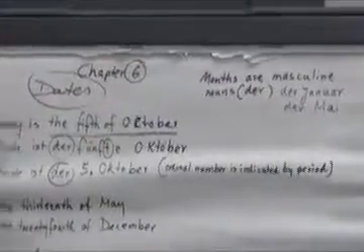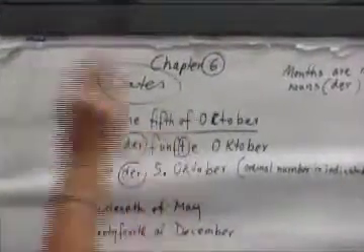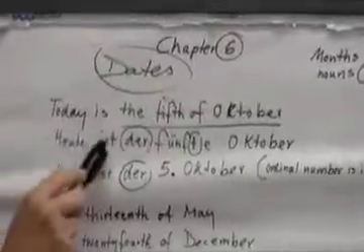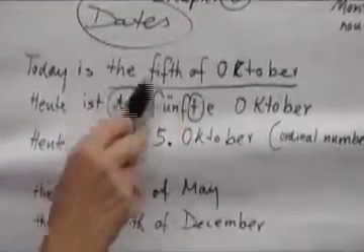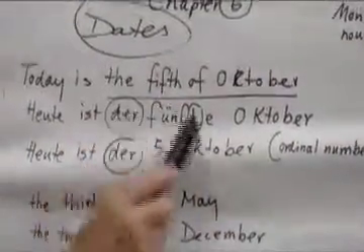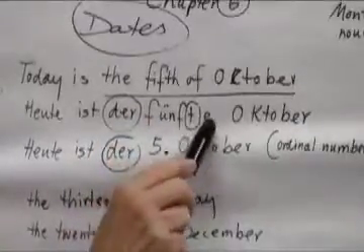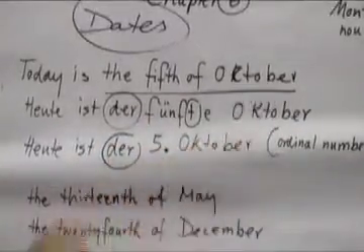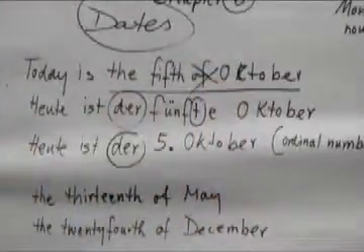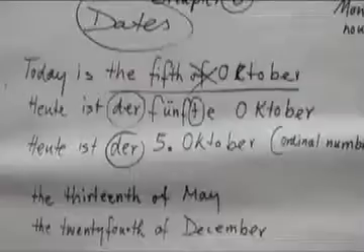Now, how do we say today is the 5th of October? Heute ist der, remember I told you it's a der word, der. 5th is fünfte with an E. October. We do not say of in German. Heute ist der 5. Oktober.